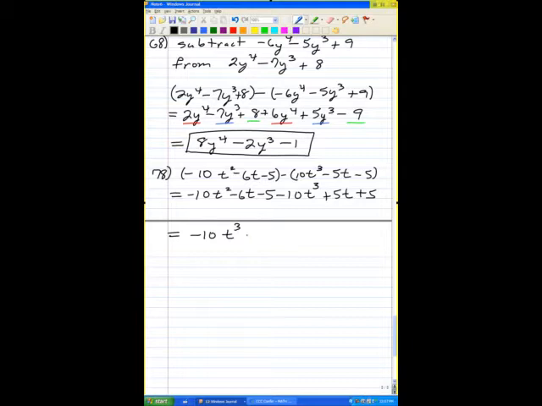Next, I have a minus t squared. And then I have 5t minus 6t is minus t. And I have 5 minus 5, which cancels. And that is your answer.